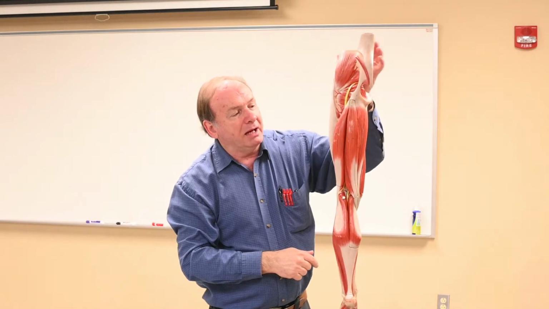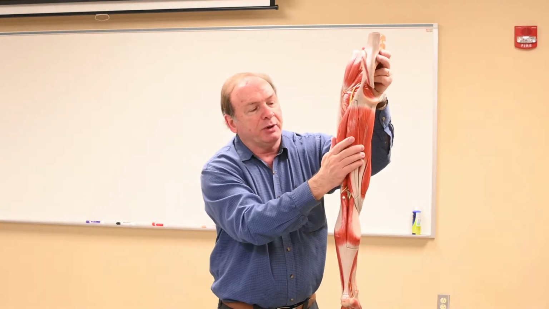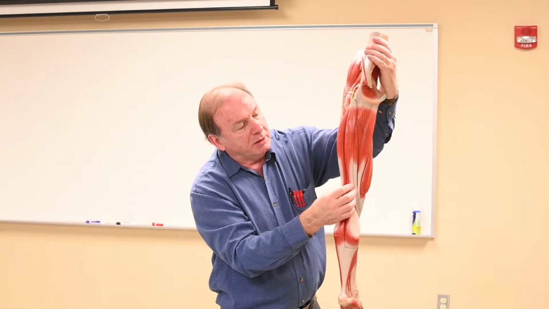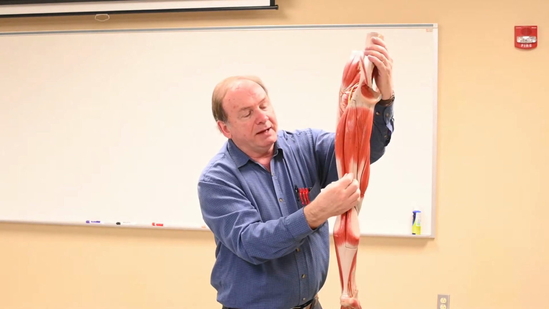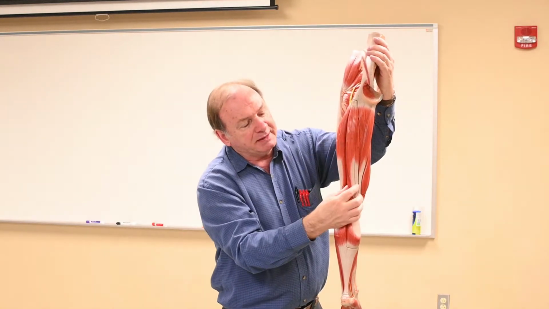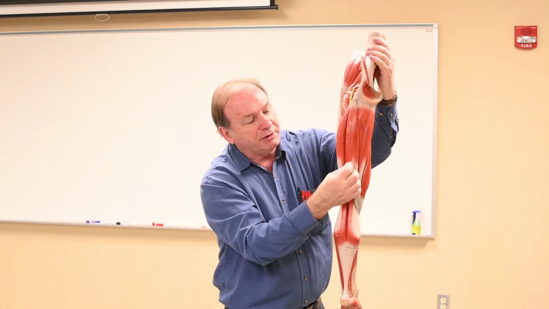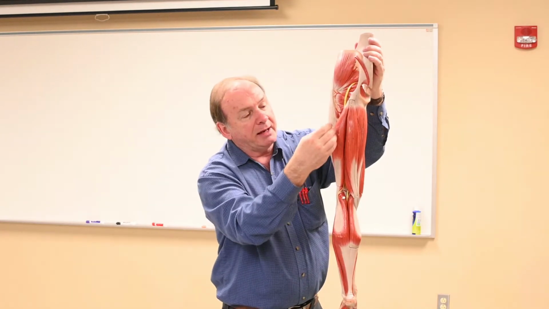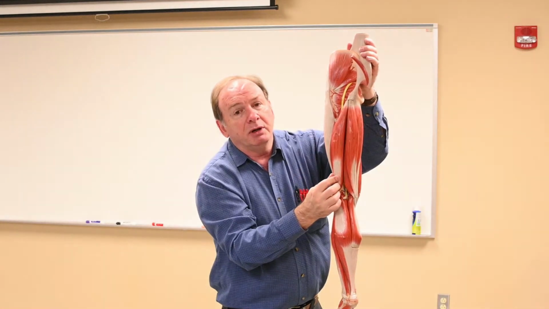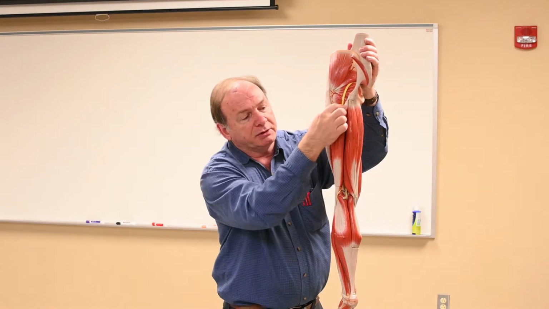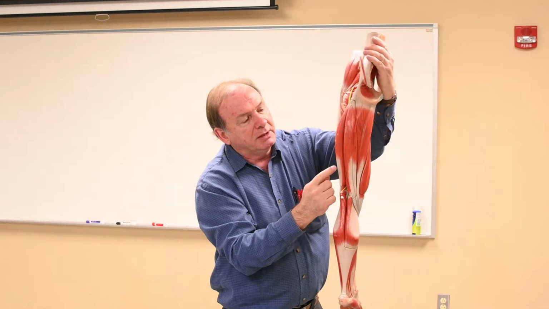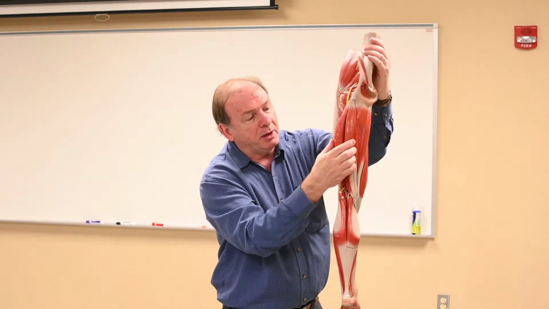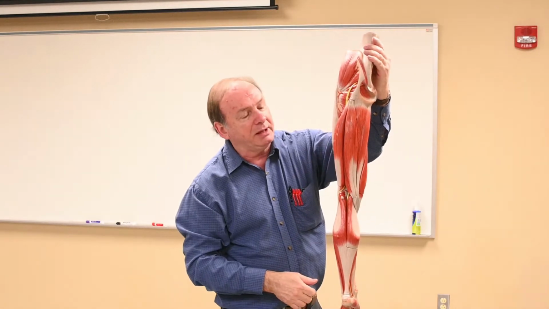Now on to the back of the leg, we have our hamstring group. In our hamstring group, we're going to identify three of the muscles. Medially, we have the semitendinosus and the semimembranosus. The semitendinosus lies on top of the semimembranosus. And then laterally, we have the large biceps femoris muscle, lying next to the semitendinosus and semimembranosus. That's the hamstring group on the back of the leg.